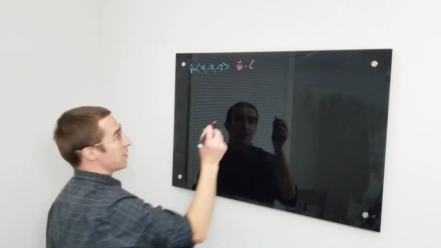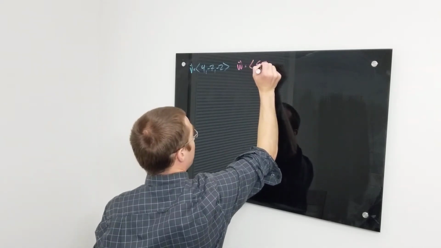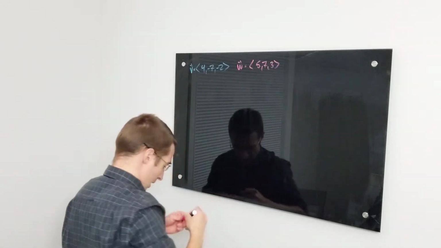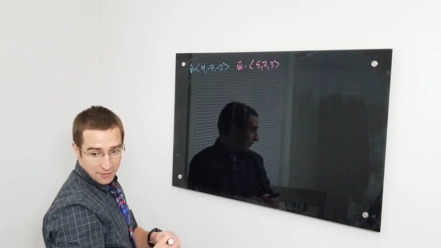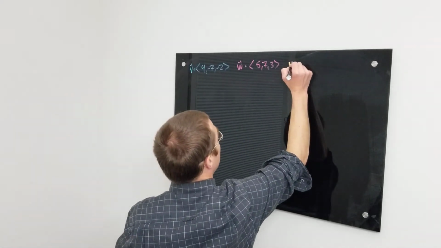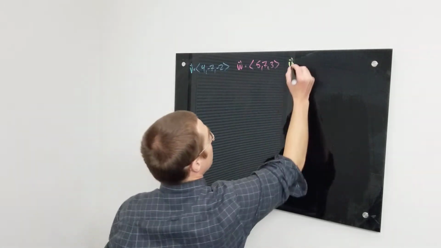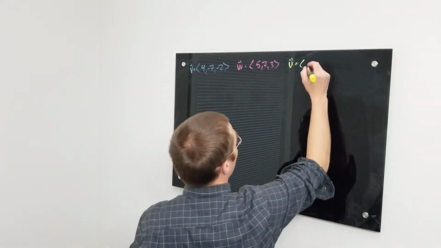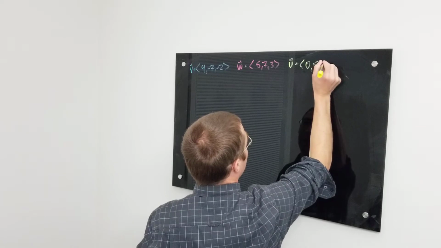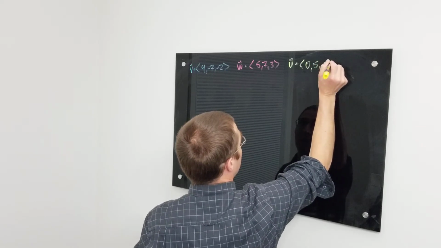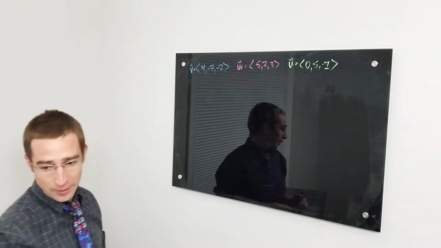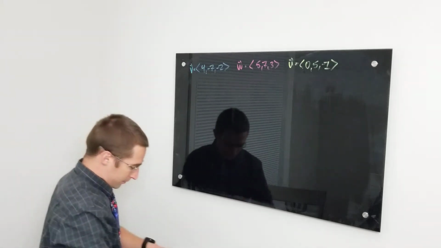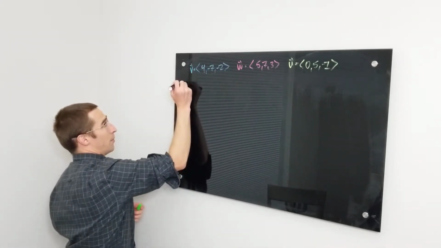That's 5, 7, 3. And let's say we have vector u. That's right, u, a u vector, not a unit vector. It's 0, 5, -1. Let's make that a 1. There we go, -1. Those look good. All right, so problem A.